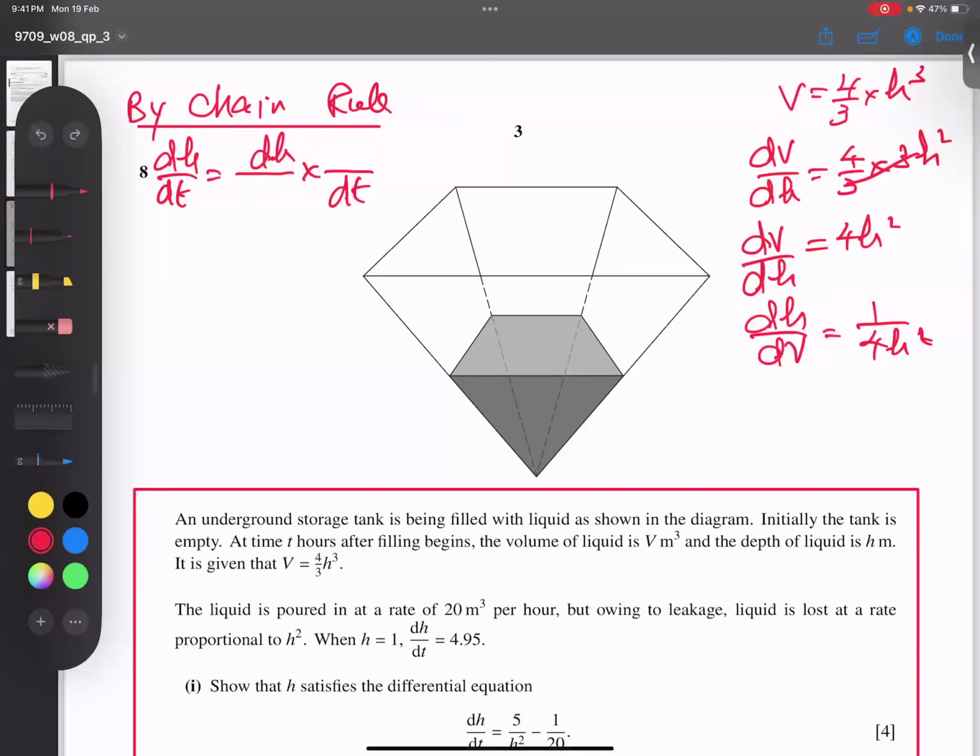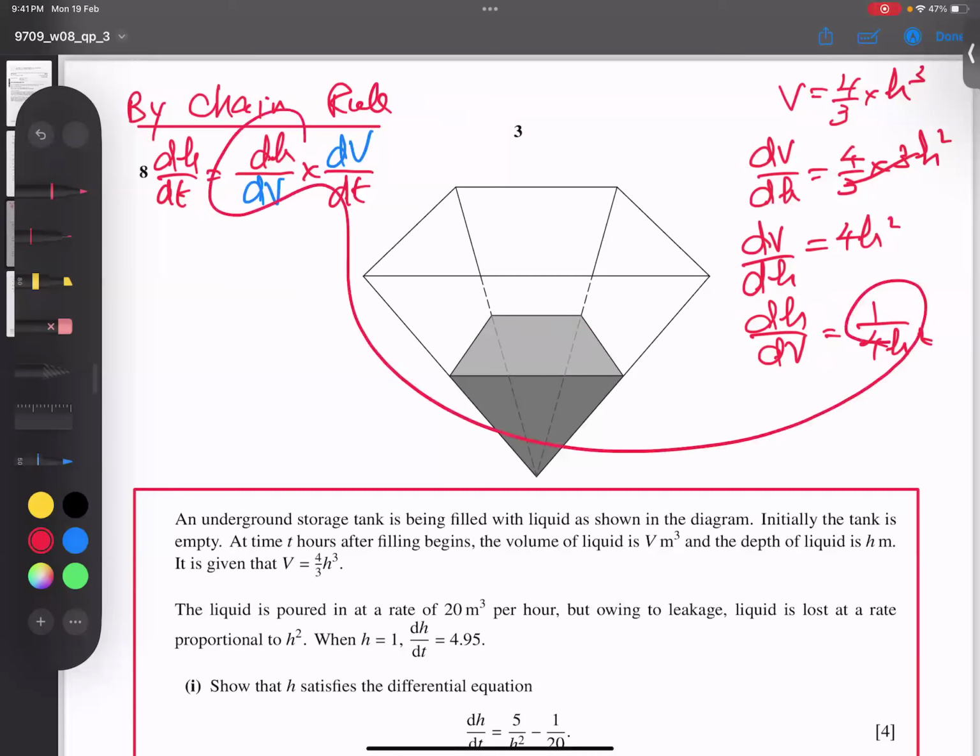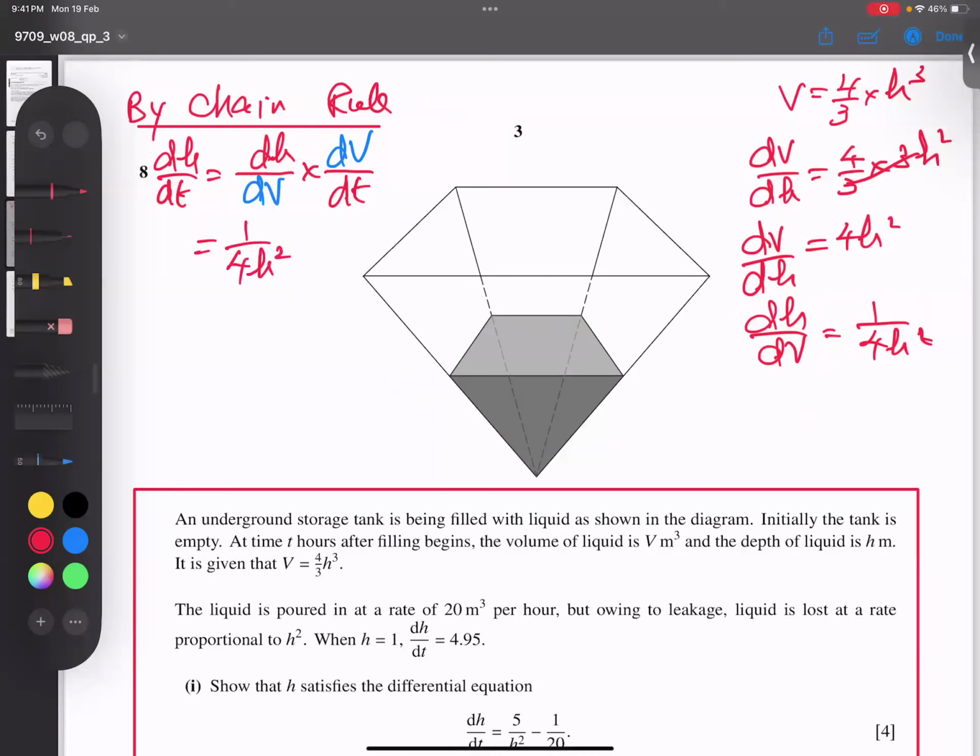So I'm writing in a blue color so you can understand dV and dV. Now this value is coming from here. I'm writing 1 over 4h squared. And where is it coming from? It is given as a hint here. Let's start with that one.